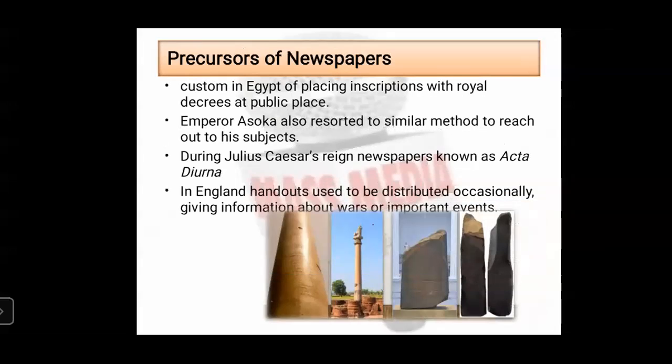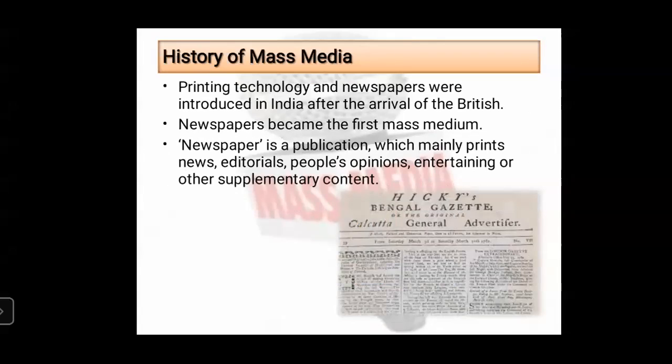Then we also completed the concept of newspaper. That is, what is a newspaper? A newspaper is basically a publication which mainly prints the news. That is the first priority which is given in the newspaper, the news, the current events which are happening in the surroundings. Then the editorial page, that is the editor's page. Then the people's opinion, what all the great thinkers, scholars, scientists, and many such great personalities, what are their views, what are their opinions, all those things are also written in the newspaper.